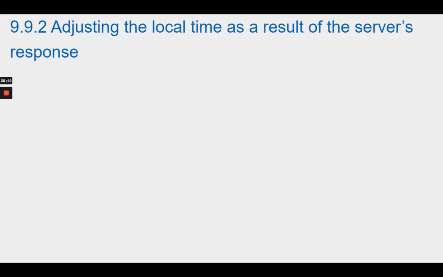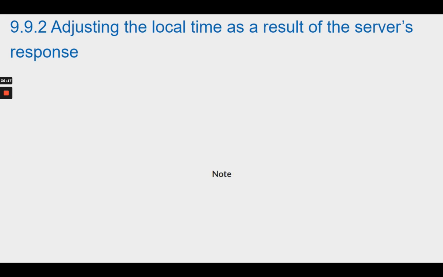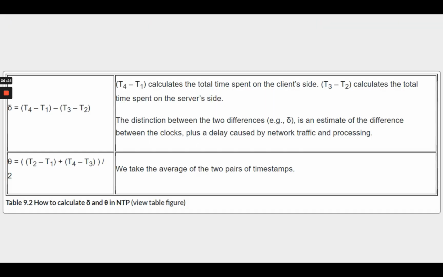Section 9.9.2. Adjusting the local time as a result of the server's response. Given that our client has received at least one, and hopefully a few more, NTP responses, all that's left to do is calculate the right time. But wait, which time is right? All we have are relative timestamps. There is still no universal truth that we've been given access to. Note: for those readers who don't enjoy Greek letters, feel free to skim or even skip the next few paragraphs.